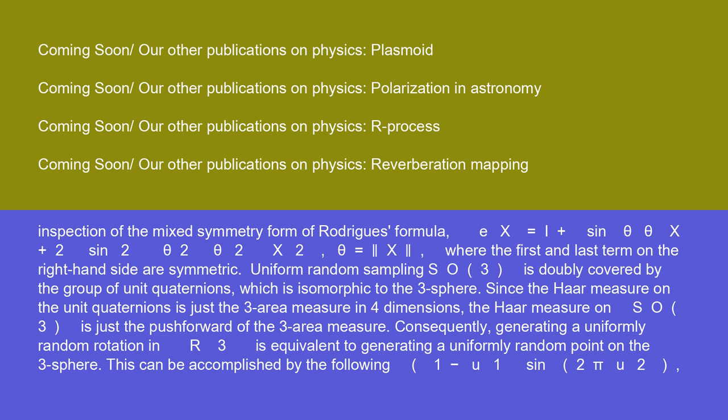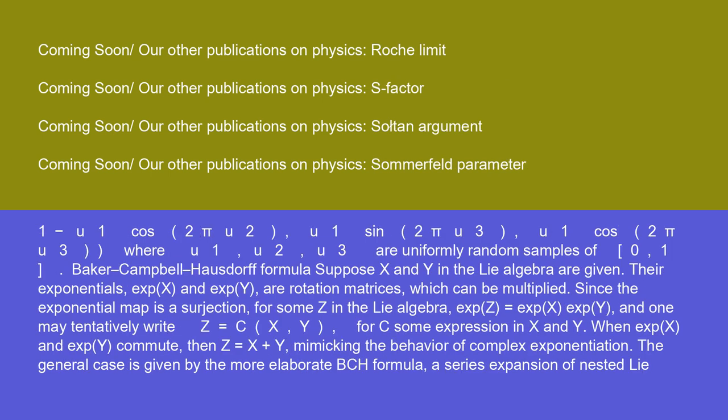Uniform random sampling: SO(3) is doubly covered by the group of unit quaternions, which is isomorphic to the three-sphere. Since the Haar measure on the unit quaternions is just the three-area measure in four dimensions, the Haar measure on SO(3) is just the push-forward of the three-area measure. Consequently, generating a uniformly random rotation in R³ is equivalent to generating a uniformly random point on the three-sphere. This can be accomplished by the following: (√(1−U1) sin(2πU2), √(1−U1) cos(2πU2), √U1 sin(2πU3), √U1 cos(2πU3)), where U1, U2, U3 are uniformly random samples of [0, 1].